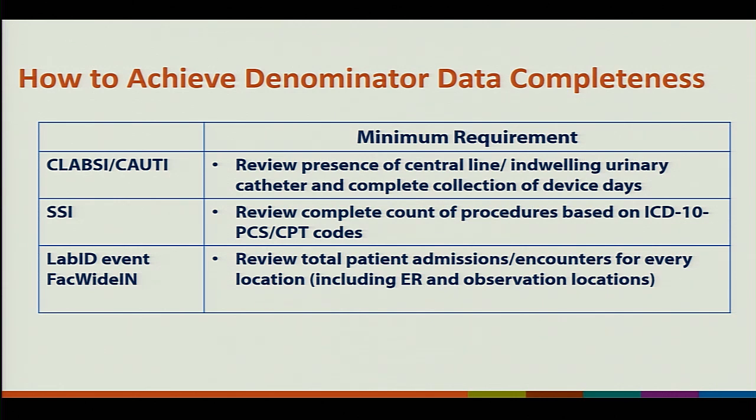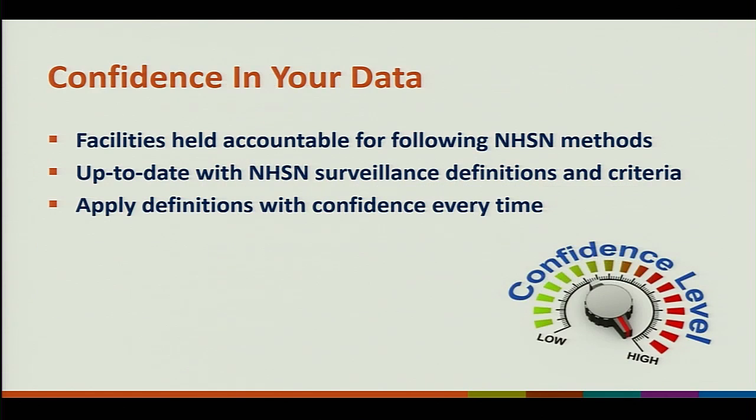And when you're reporting your FACWIDE IN lab ID denominators, you want to ensure that you have all patient admissions and encounters from every location accounted for. And you've also subtracted out your inpatient rehab facilities, your inpatient psychiatric facilities, and your NICU and well baby location counts appropriately. So it's important to have confidence in the quality of your facility's data.